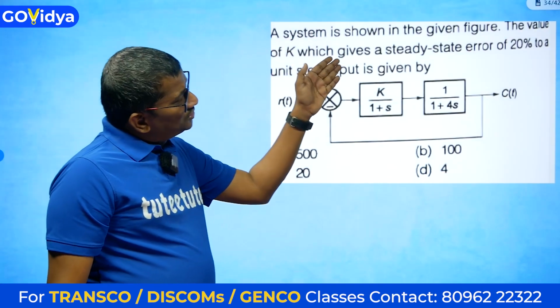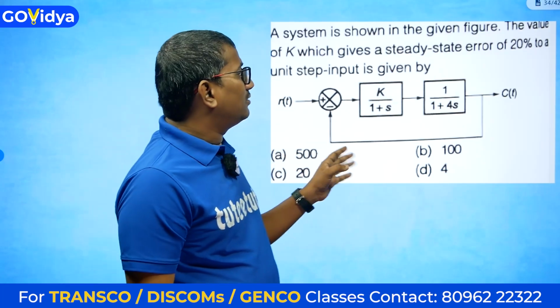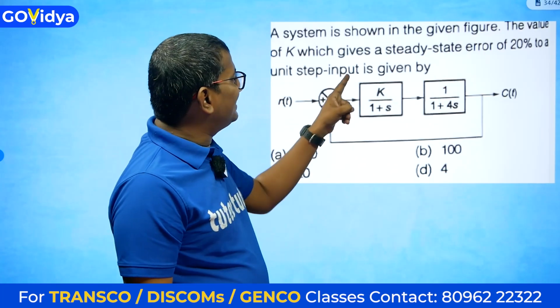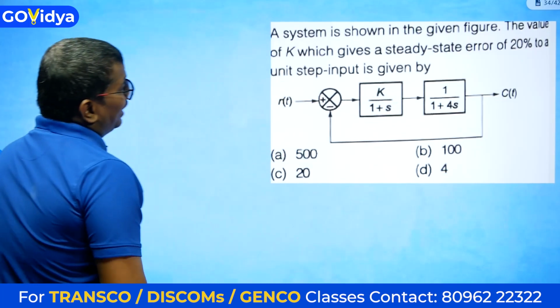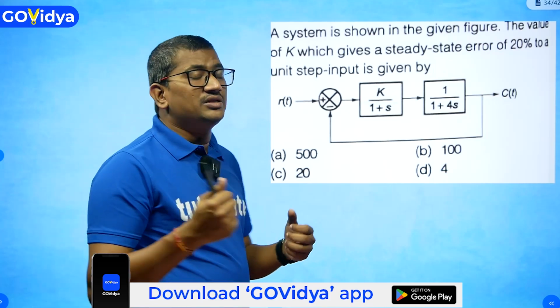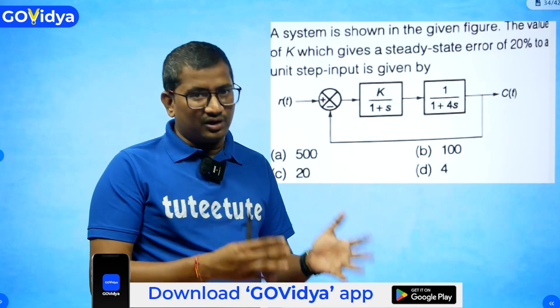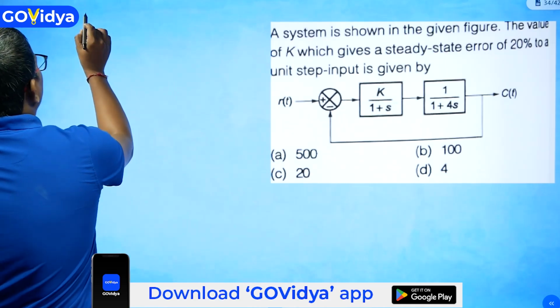A system is shown in the figure. The value of k, which gives a steady state error of 20% to a unit step input, is asked. So what are they saying? The value of k such that the steady state error is 20%. So they have given the steady state error indirectly and they are asking for the gain k. So first of all, what is G of s?